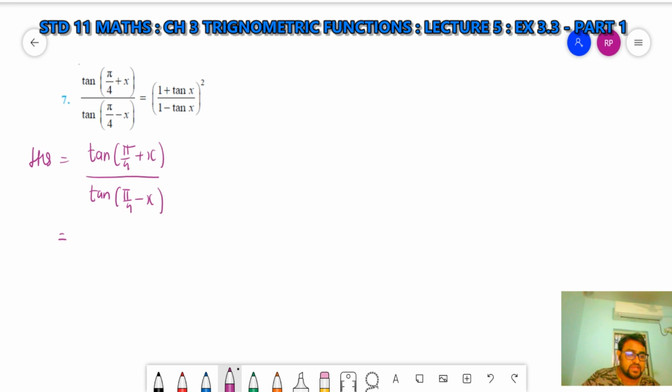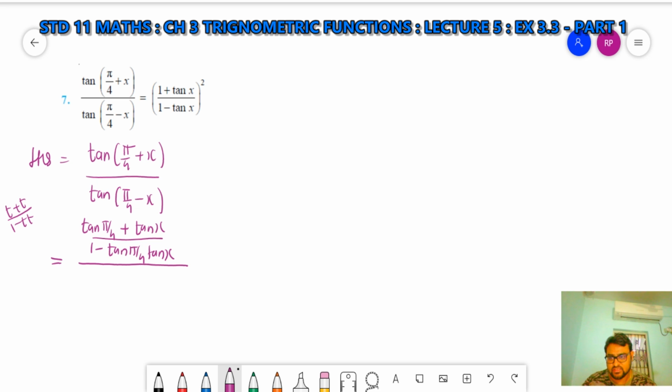Okay, so tan(alpha + beta). What is the formula for tan(alpha + beta)? I have to write down t plus t upon 1 minus t t. So this will be (tan pi/4 + tan x) upon (1 - tan pi/4 tan x), upon, again, now tan(pi/4 - x), so t minus t upon 1 plus t t: (tan pi/4 - tan x) upon (1 + tan pi/4 tan x).